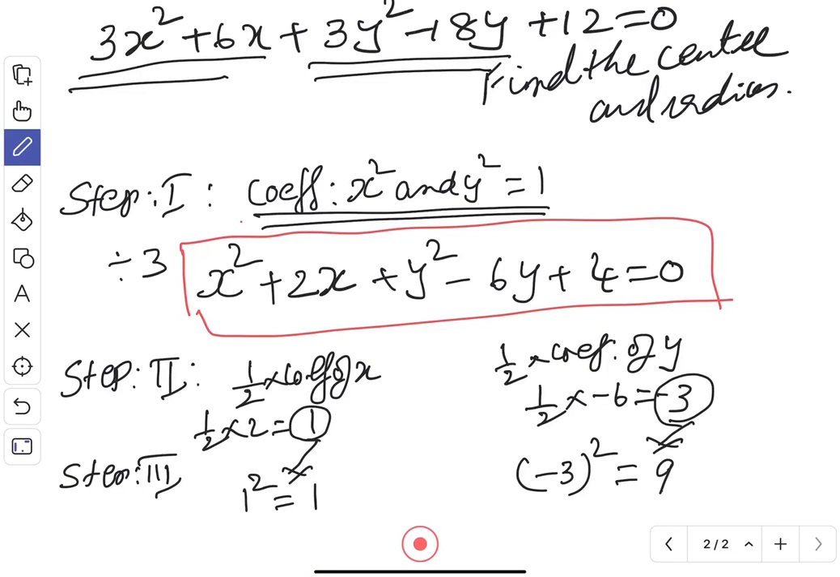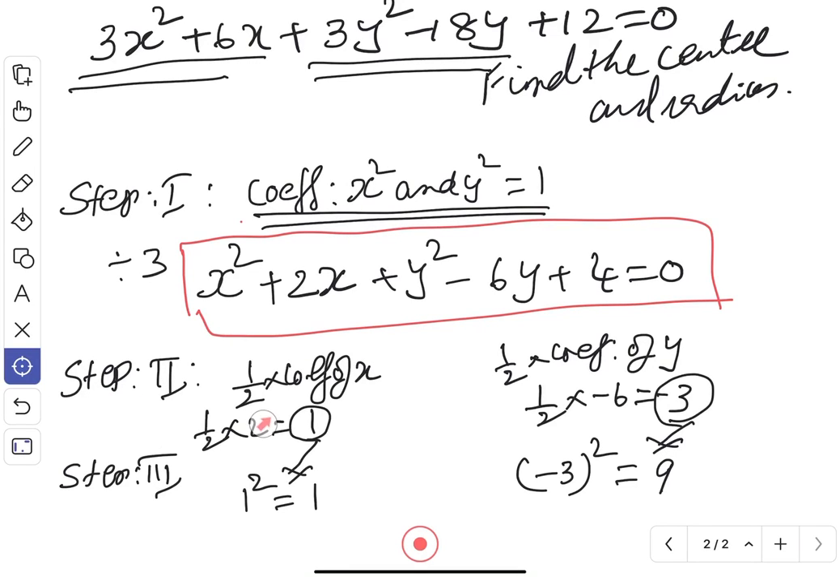So let's see what I have done so far. Step number 1 is to make the coefficient of x squared and y squared equal to 1. To do that I divide by 3, because the coefficients of x squared and y squared are 3. Therefore I make it x squared plus 2x plus y squared minus 6y plus 4 is equal to 0. That's my step number 1 in completing the square.